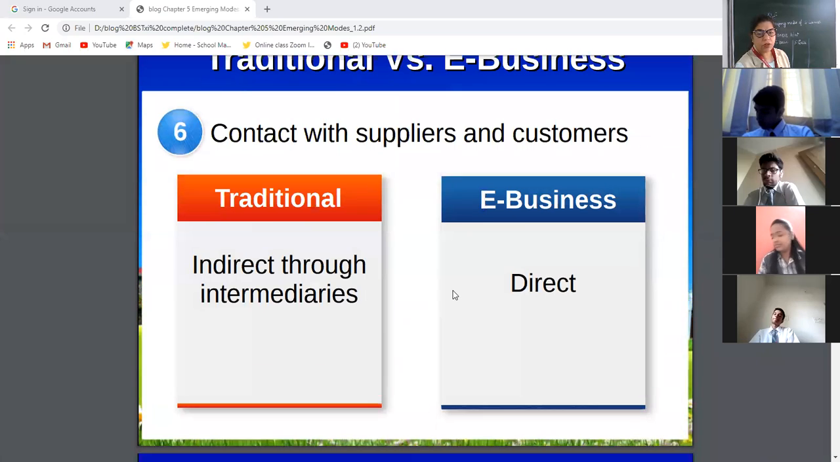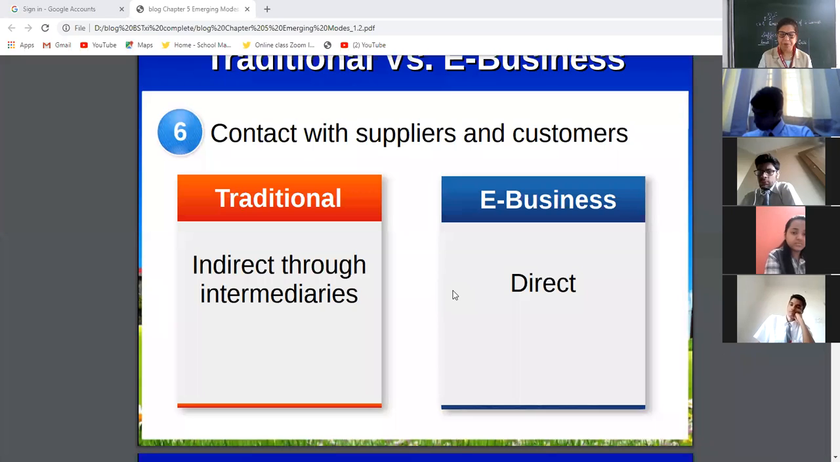Then next, contact with suppliers and customers. Traditional business generally is indirect, through intermediaries, but in e-business that is direct. You order various types of goods through e-business online transactions. You just order directly and they supply at your doorstep directly. There is no mediator. But in traditional business, generally there is a channel.